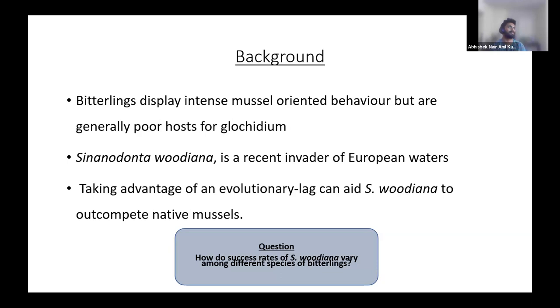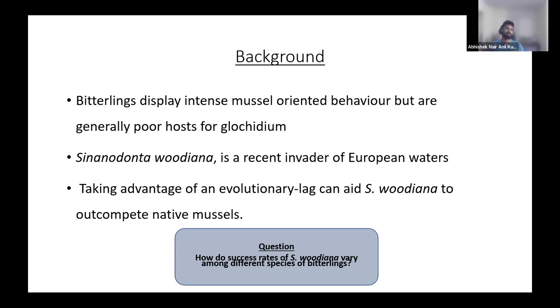Recently, there has been an invasive mussel in European waterways, with its origin in East Asia. This invasive mussel can possibly take advantage of a coevolutionary lag that might be present in the European fishes, the bitterlings. Because bitterlings are the most accessible fish for glochidial attachment, Sinanodonta woodiana could easily outcompete other native mussels, which are not so effective on bitterling fishes.